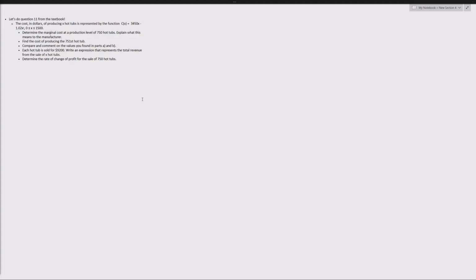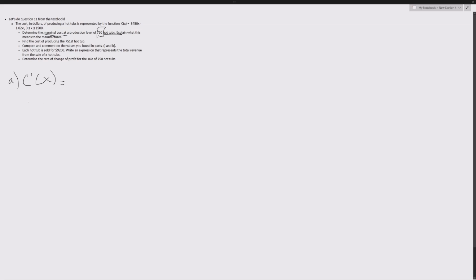Okay, so here I copied down the question, so let's get to solving it. In part A, we're asked to determine the marginal cost at a production level of 750 hot tubs, and then we need to explain what it means. Well, immediately, marginal, as you might have noticed, everything that says marginal means the derivative. Therefore, we're trying to find the derivative of our cost function, which is C of x. So, what is C prime of x?